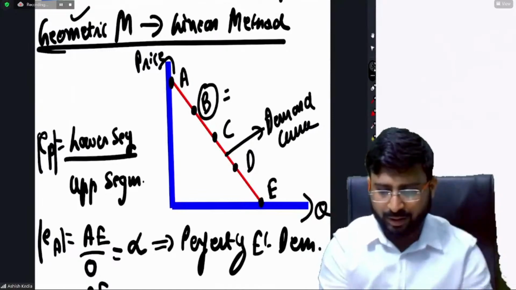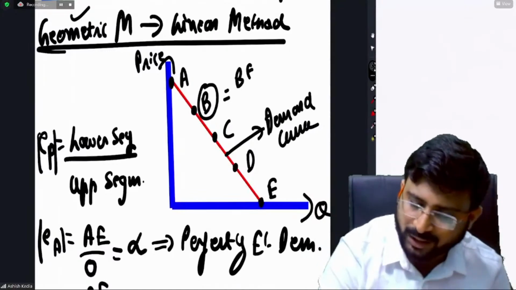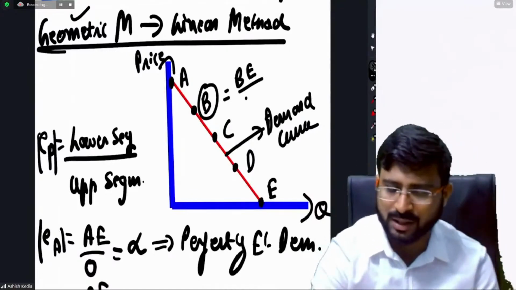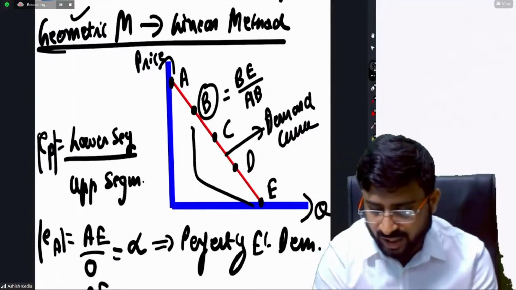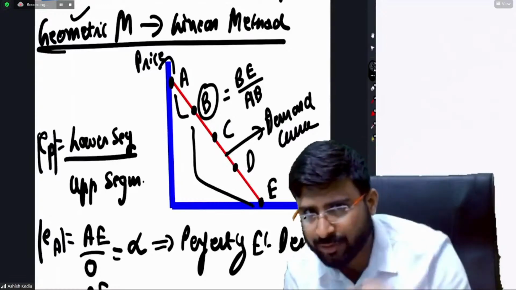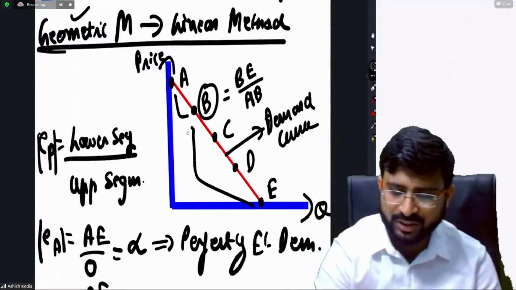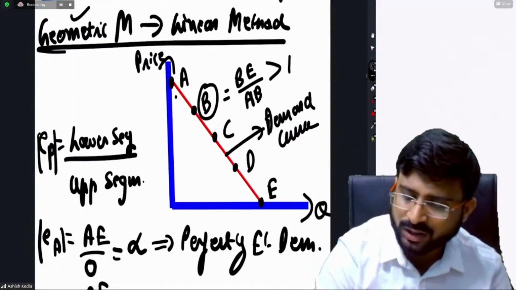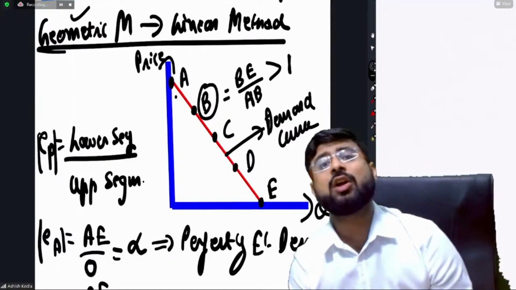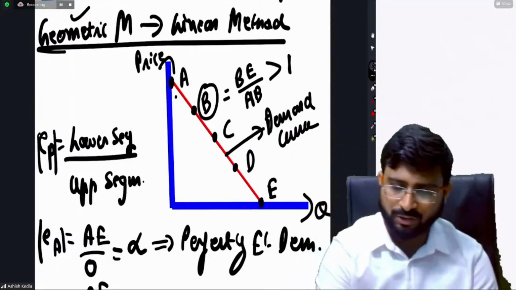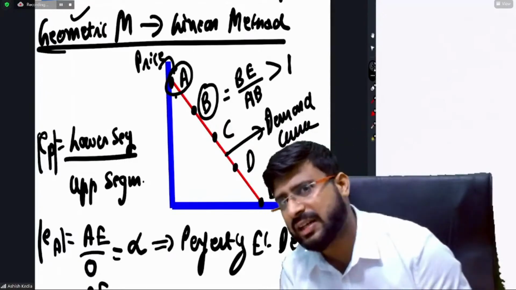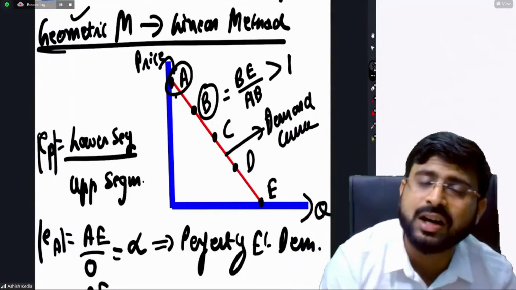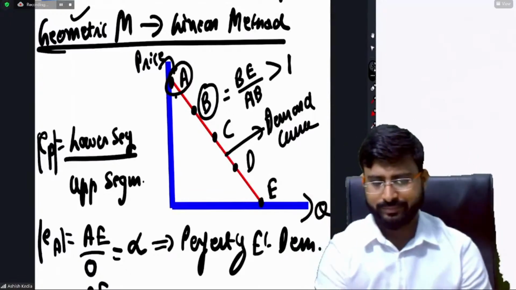So again, lower segment is B to E, BE, upper segment is AB. Now you all tell me, is BE greater or AB greater? Lengthwise, which is greater? Obviously BE, and therefore it is greater than 1. It is called relatively elastic demand. The first one was perfectly elastic demand, the infinity case. The second case is relatively elastic demand.